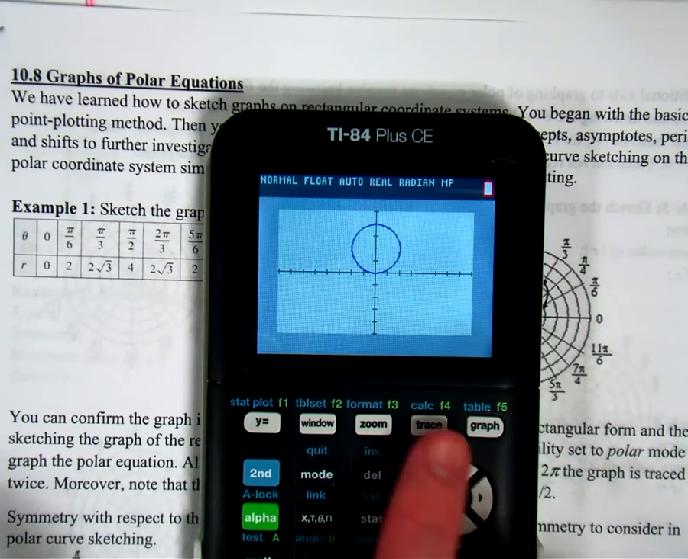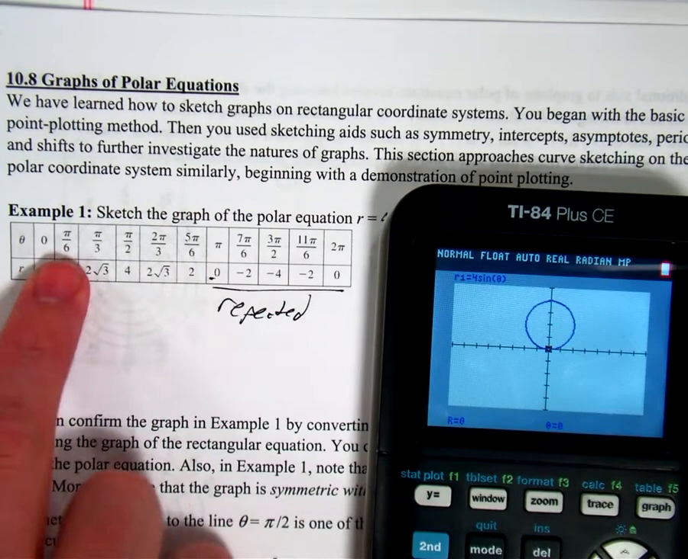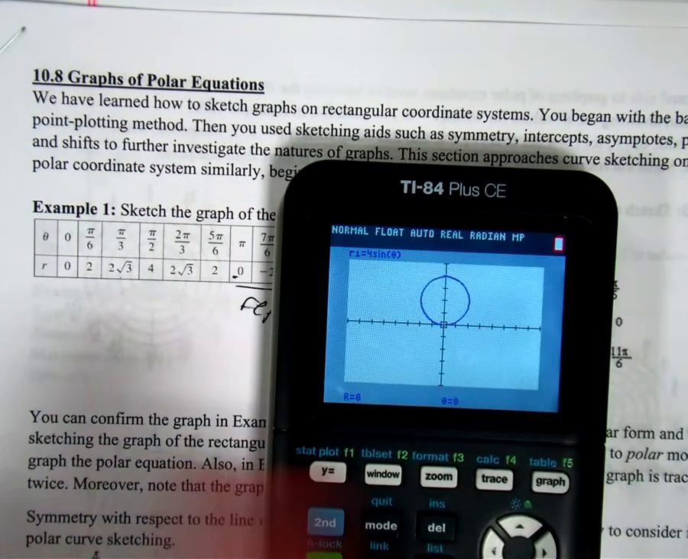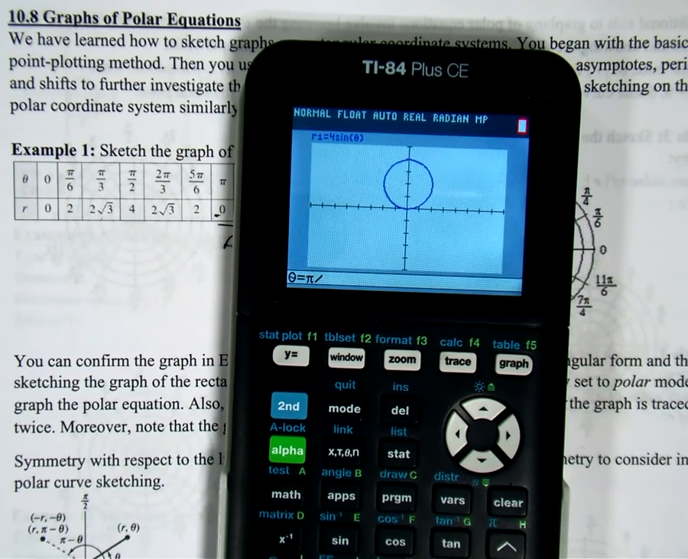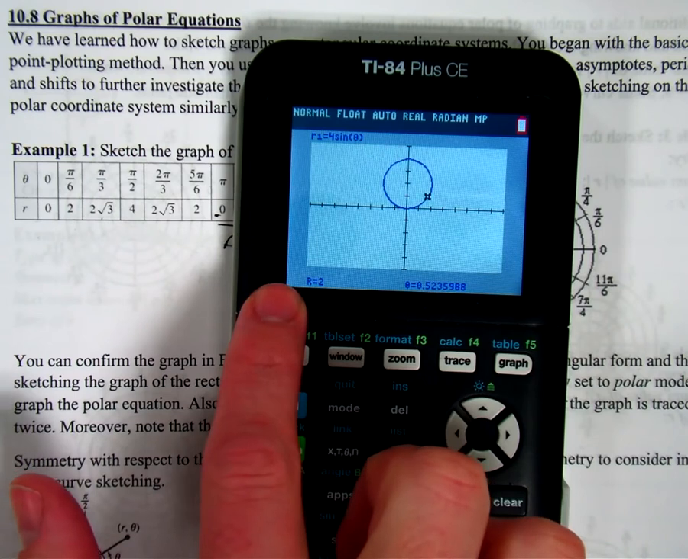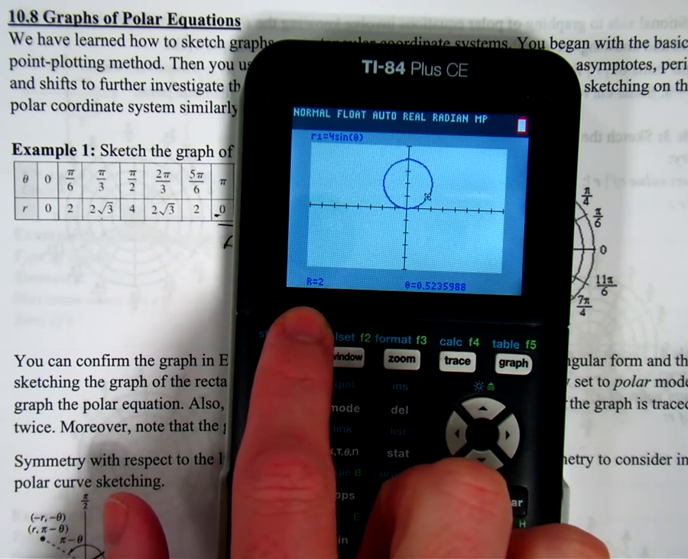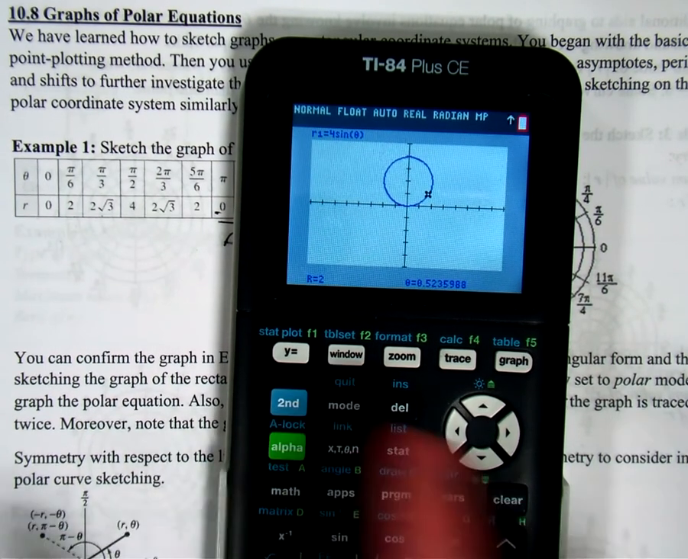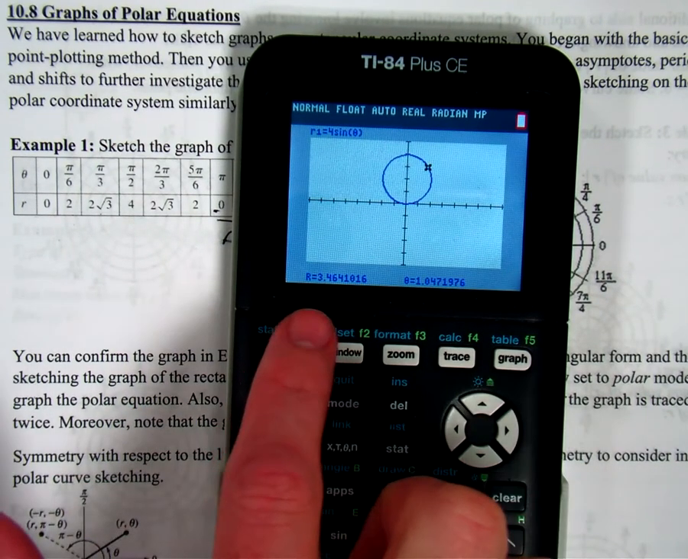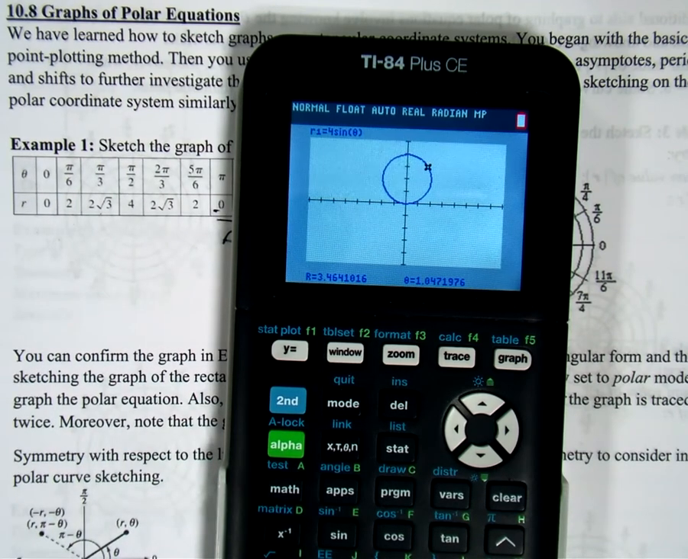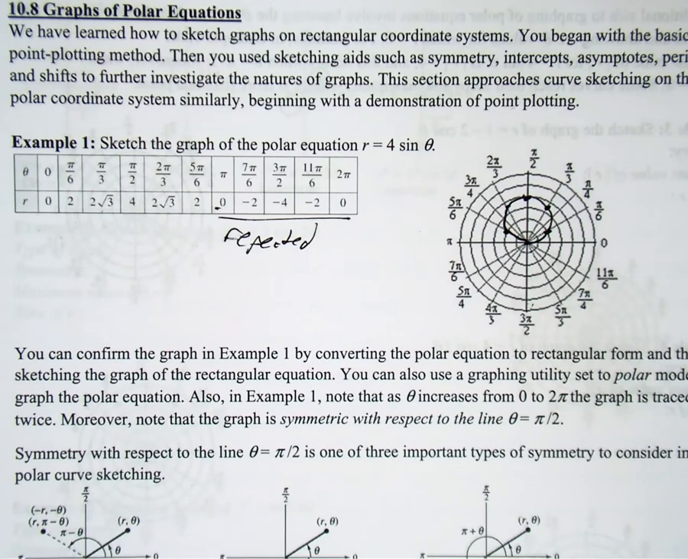Now from our graph we can push trace, and we can just type in our theta, and it'll tell us our r. So we trace one time, and now we're going to go second pi divided by 6. Our r is 2. We can type in pi over 3. Let's see how close we were. We said about 3.5, and it was 3.46. So there we go. We can use that to go around the loop and plot some points. I'll put that on the charger quick. Onward.